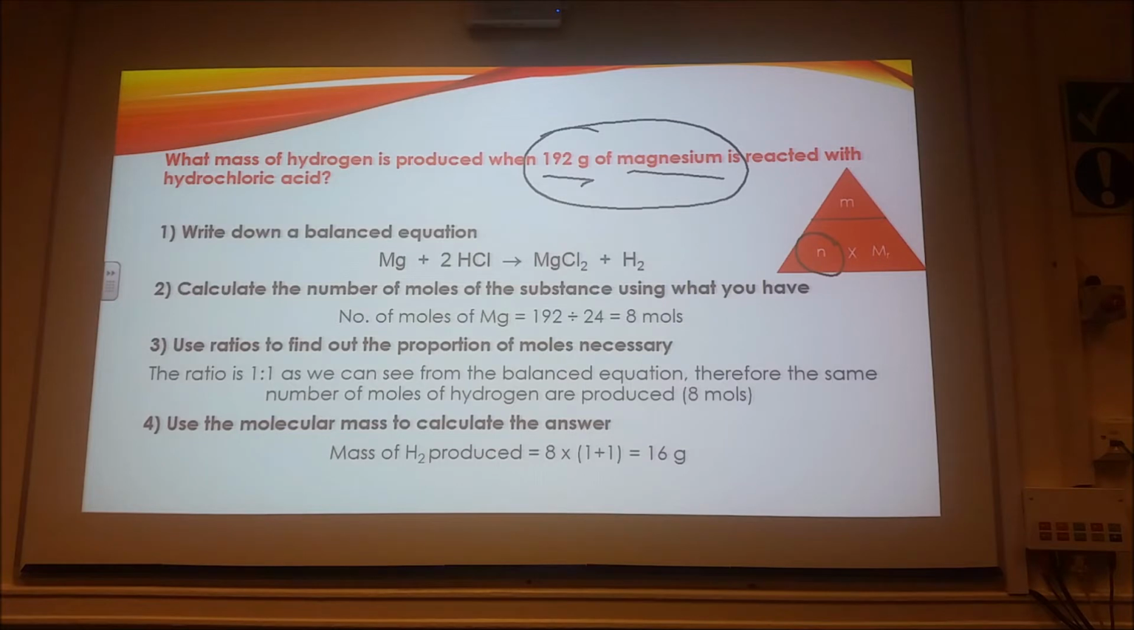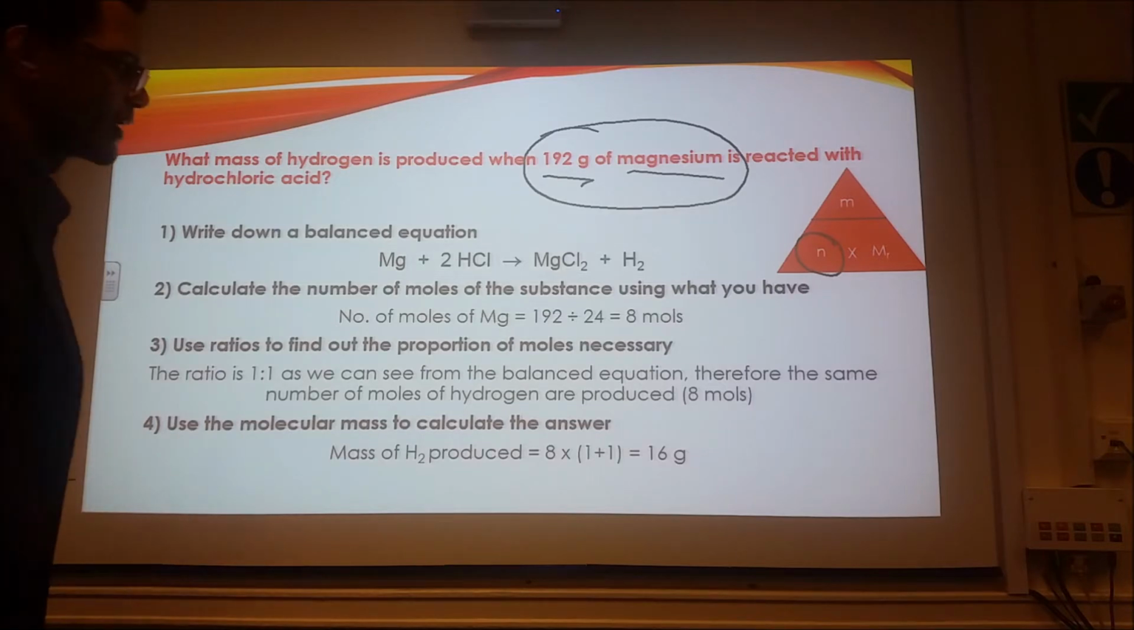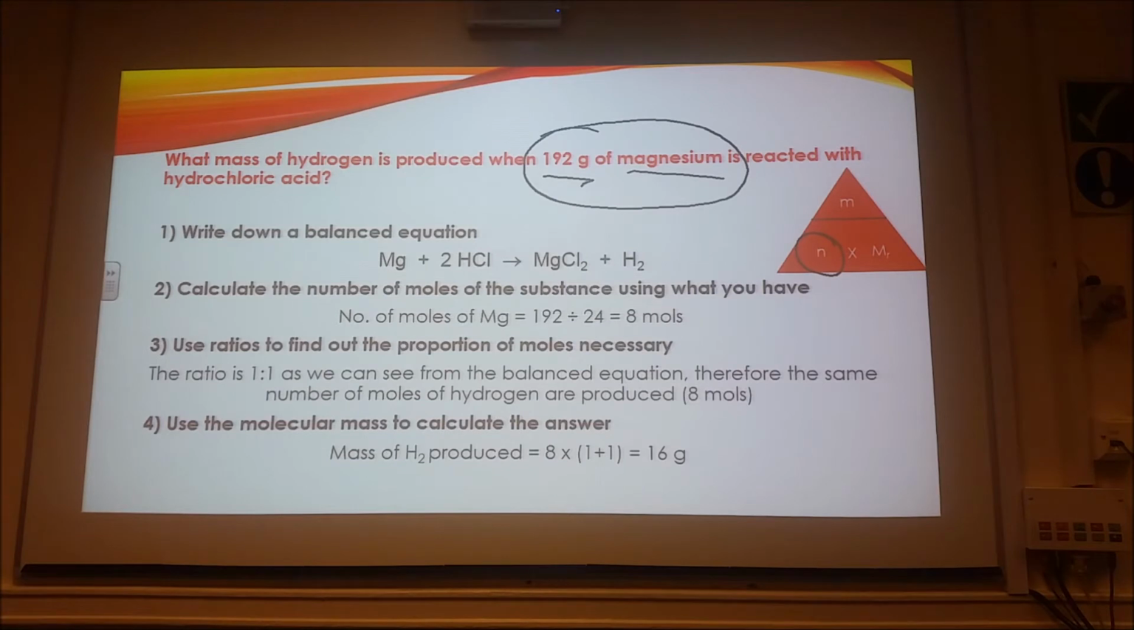So, going back to this, we can calculate the number of moles of magnesium, and that's 192 divided by 24. We take 24 because, if you look it up on the periodic table, 24 is the relative atomic mass of magnesium. And when we do that, it gives us 8 moles. Now, the next step is to use ratios to find out the proportion of moles necessary.